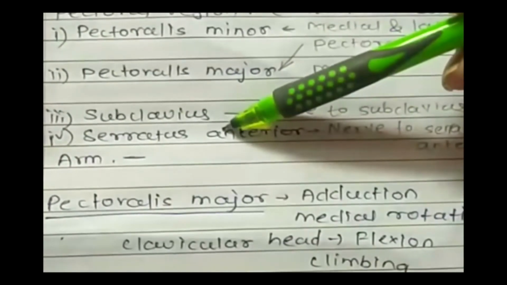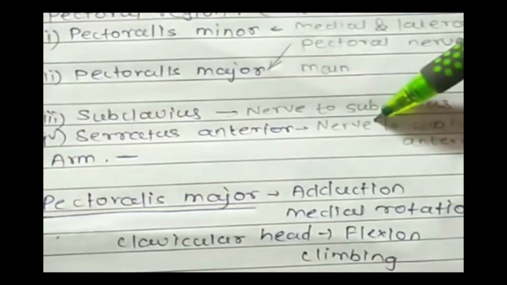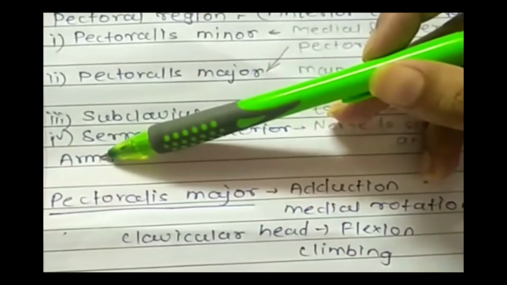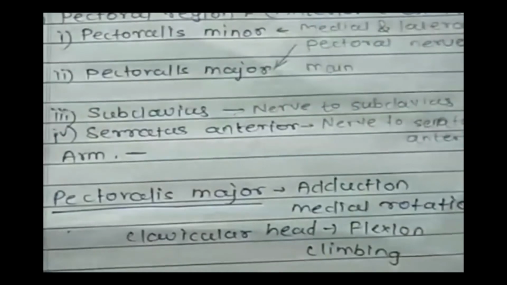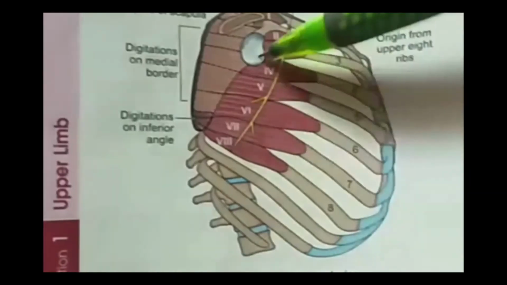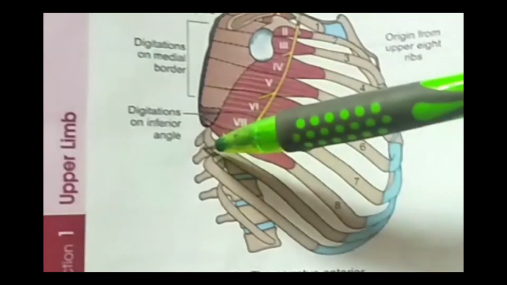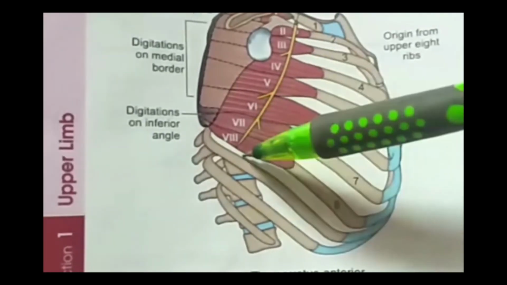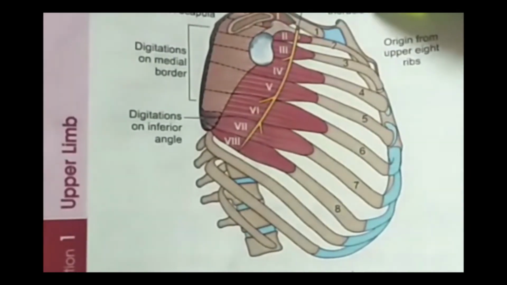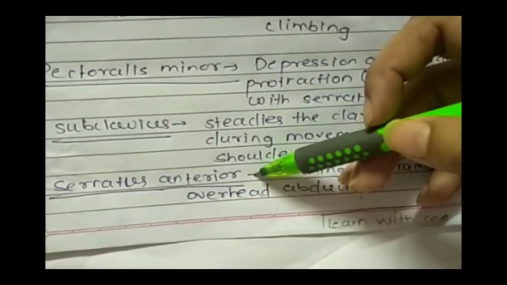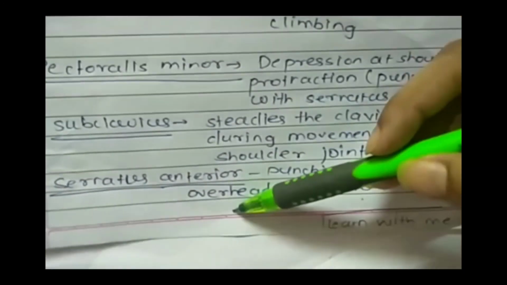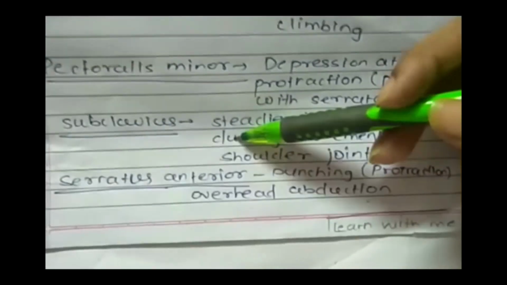Then comes the serratus anterior muscle, which is supplied by the nerve to serratus anterior. Then the arm, which will be learned in the next video. The serratus anterior muscle originates from the upper 8 ribs. This is first, second, third, fourth, fifth, sixth, seventh, eighth, and it is supplied by the nerve to serratus anterior. The movements of the serratus anterior muscle are punching movement and overhead abduction with the help of the trapezius, which we'll be learning in the next video.